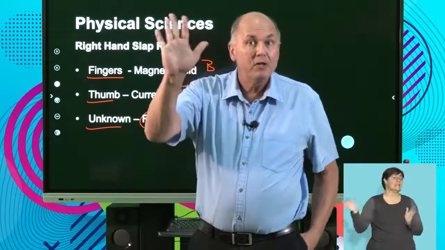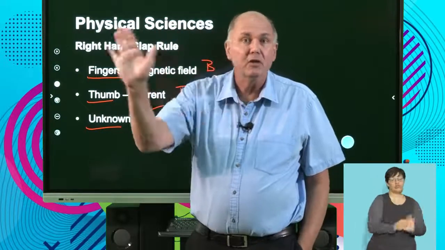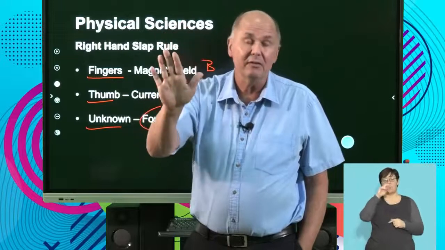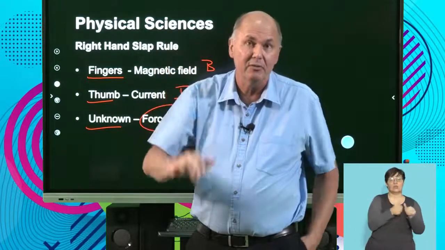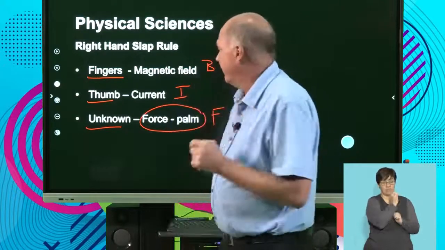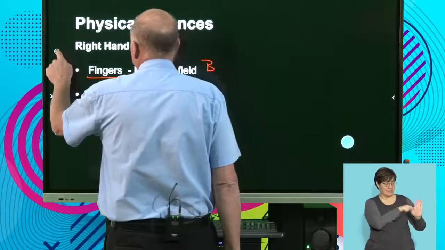You can always use the slap rule. Whether it's motors or generators, solenoids, single conductors, you can always use the right-hand rule. Fleming's left-hand rule is only for motors. But let's go and see exactly how we're going to use this.